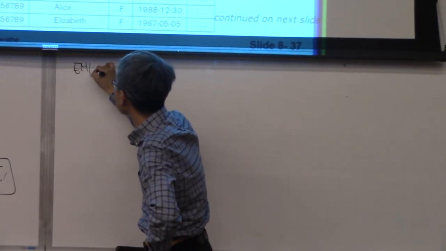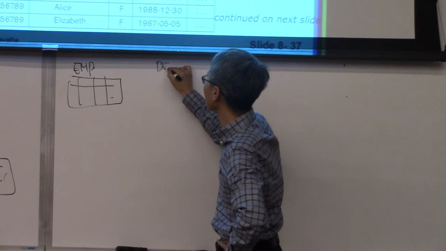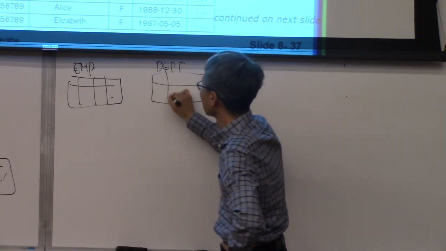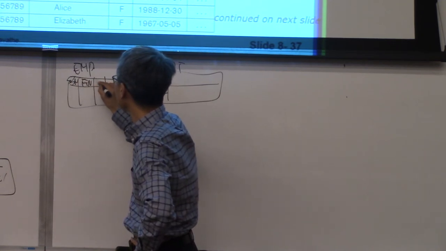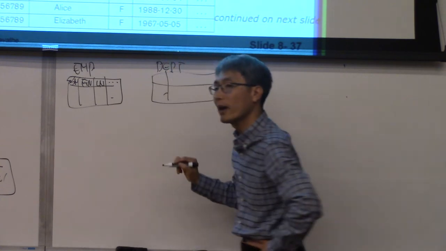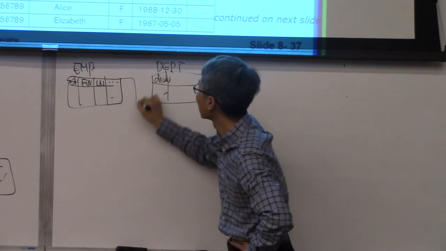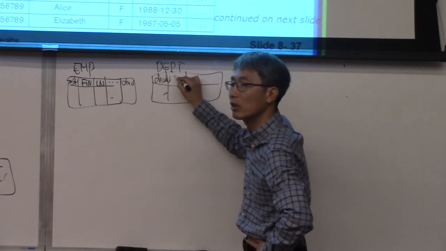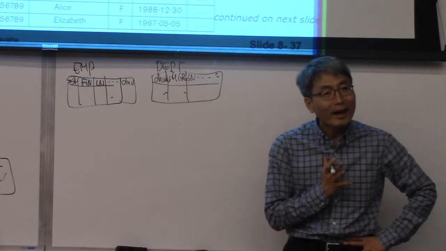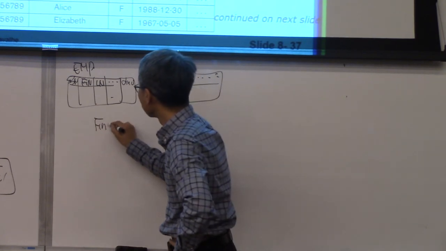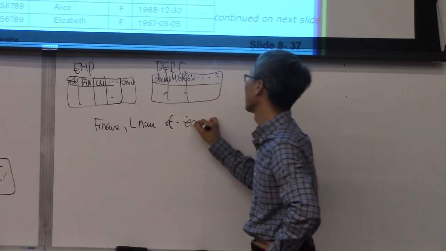In the company database, we have the employee table and the department table. So we have social security number, first name, last name, and so on. The department has the D number, this one has the DNO, and also manager SSN, and so on. What I want is the first name and last name of each department's manager.